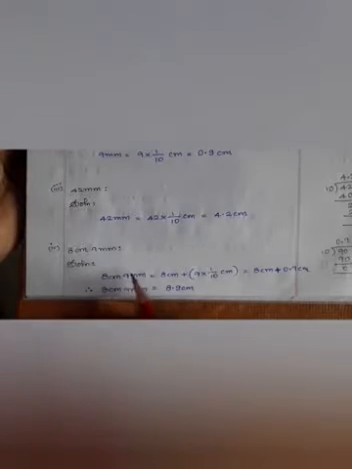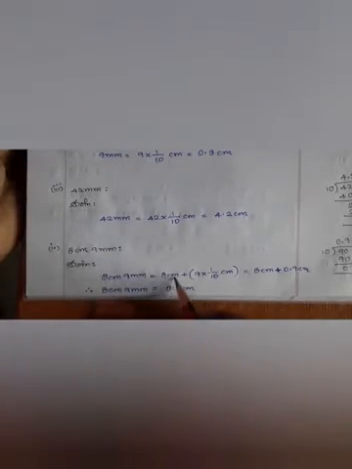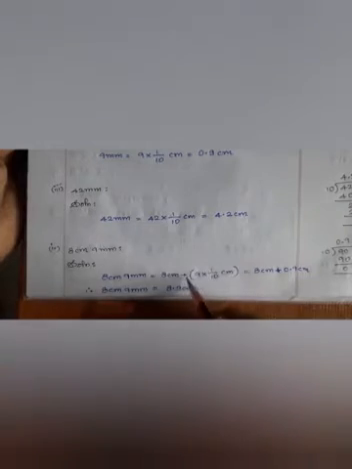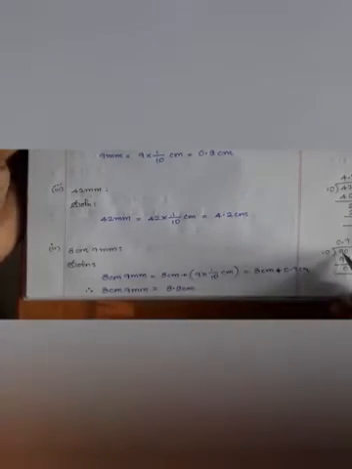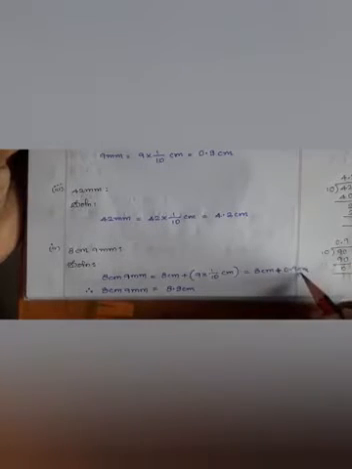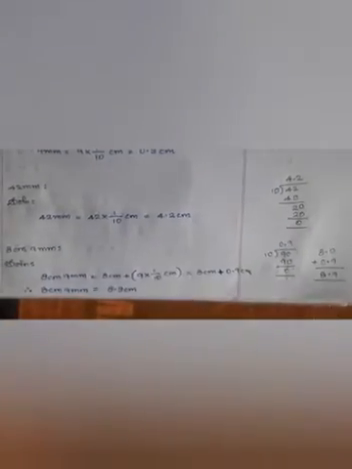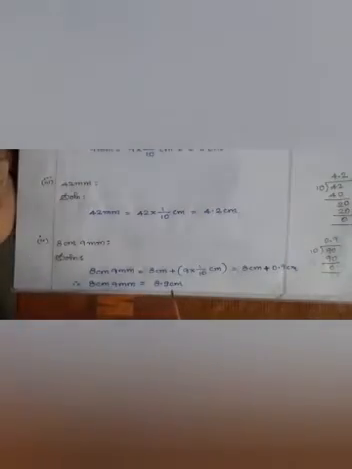Next, 8 centimeter, 9 millimeter. Already this is in centimeter. We have to change only the millimeter into centimeter. Therefore, 8 centimeter plus 9 into 1 by 10 centimeter. So 8 centimeter as it is, plus when you divide 9 by 10, you will get 0.9 centimeter. So add these two: 8.0 plus 0.9 gives you 8.9. Therefore 8 centimeter 9 millimeter is equal to 8.9 centimeter.